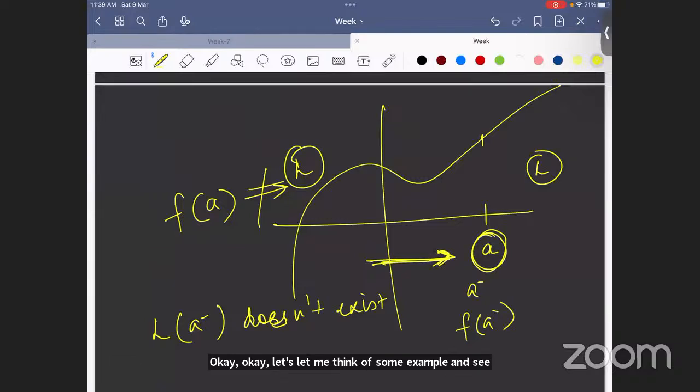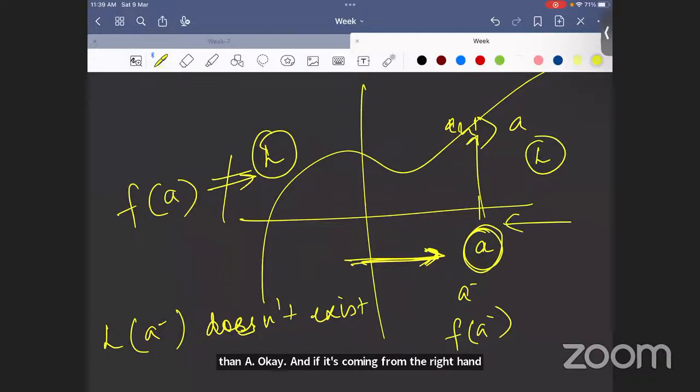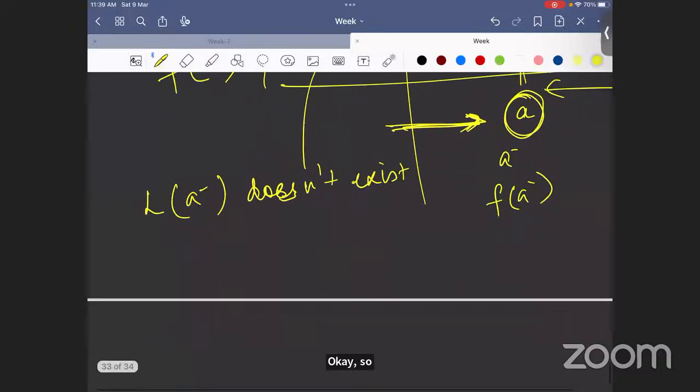One thing is, the right hand side you're clear, right? The same thing: a_n should always be greater than a, and it's coming from the right hand side, and if the function value is tending to L, you can directly say that the limit exists from the right hand side. Yes, sir. And if both are the same, then you can directly say that the limit exists, correct? Yes, sir.